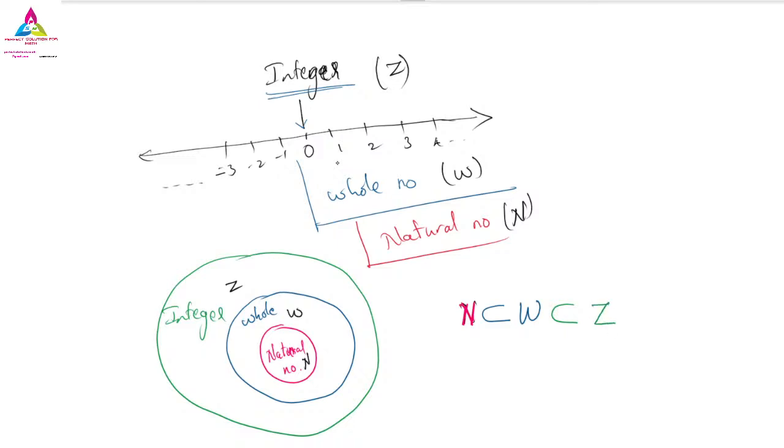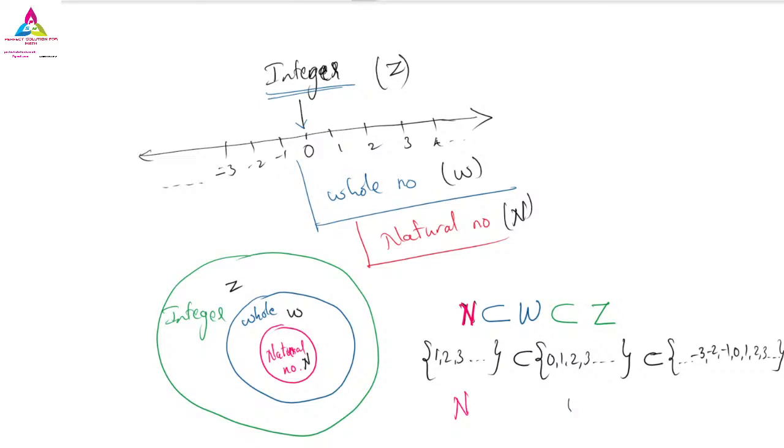integer. Symbolically, if you remember this, you can answer any question. The natural numbers start from 1, 2, 3 and so on. It is included in the whole numbers, that is 0, 1, 2, 3 and so on. That is included in the subset of the integers, that is nothing but -3, -2, -1, 0, 1, 2, 3, and so on. So you can see clearly the first one is the natural number, the second one is the whole number, and the third one is the integer, and all these are subsets. N is a subset of W, W is a subset of Z.